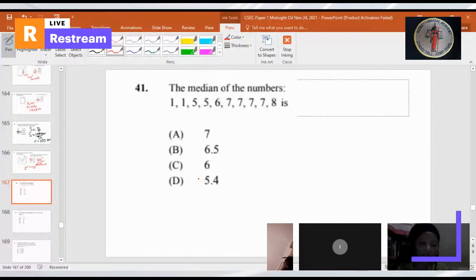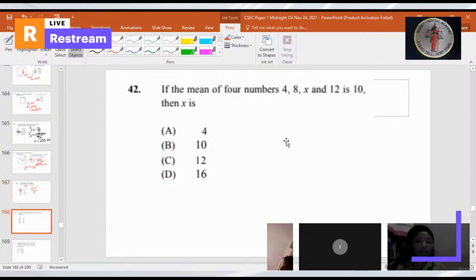All right, so if they had not been in order, we would have had to put them in order. But they were given in order from least to biggest. So these two fall in the middle with 4 on each side. So we add the 6 plus 7 and divide by 2, and that gives 6.5. Number 42, if the mean of four numbers, 4, 8, x, and 12 is 10, what is x?